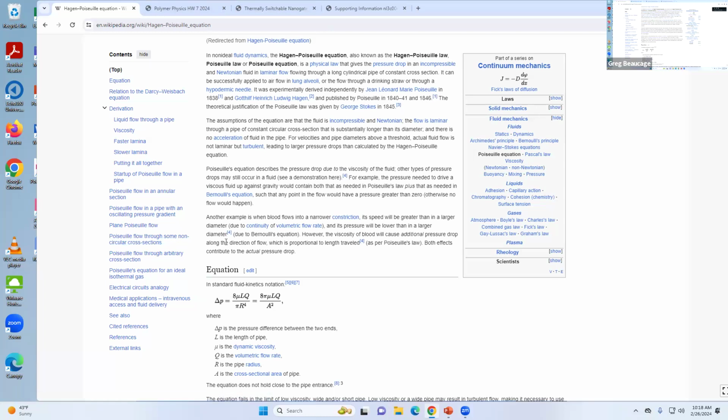In other words, the particles have to flow through a tube. In other words, the polymer chain has to flow through a tube. So it's tube flow, which is Poiseuille's law. And the rate of them flowing through, the frequency, is going to be proportional to the flow rate through the tube.